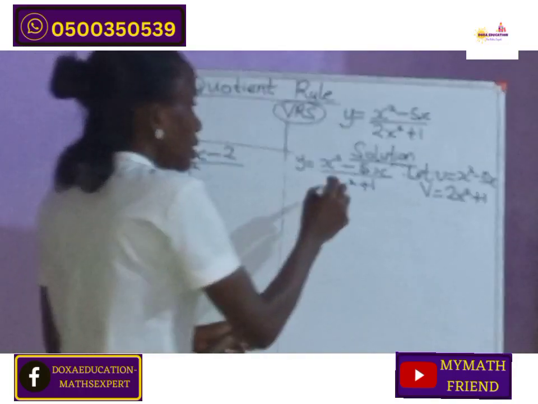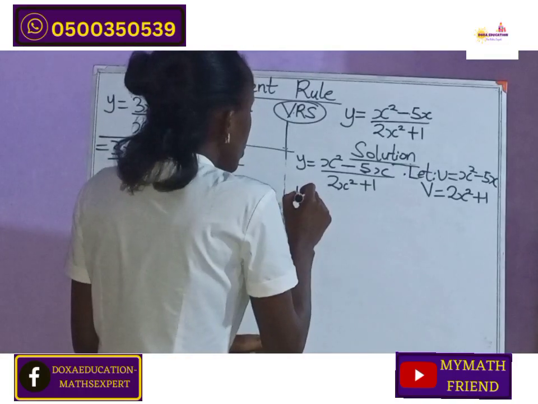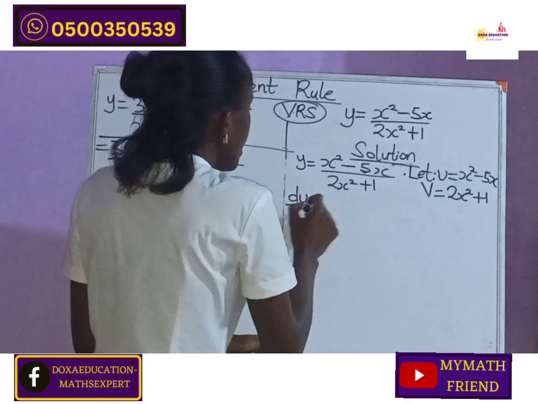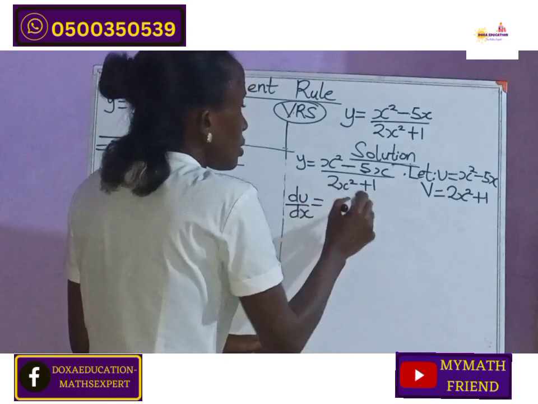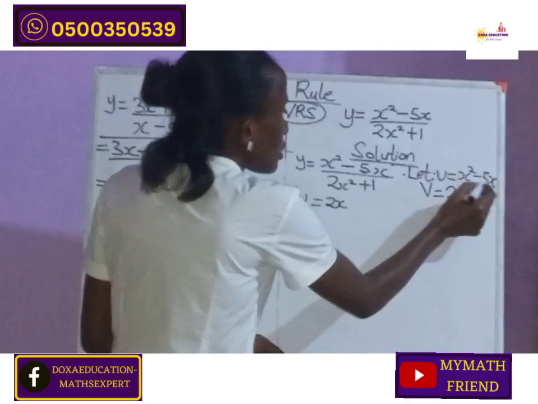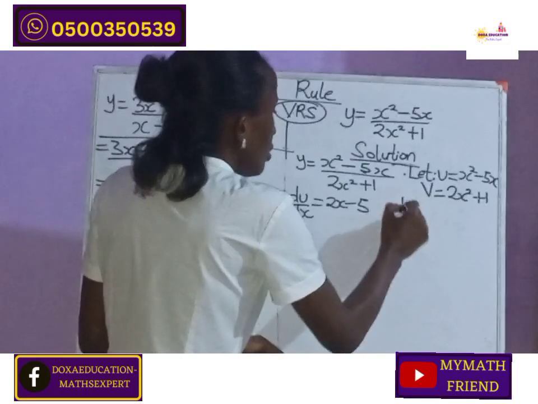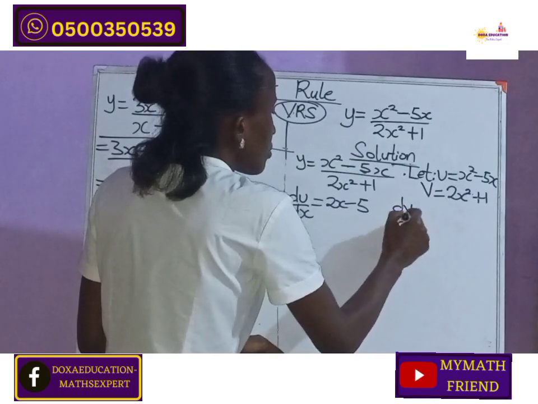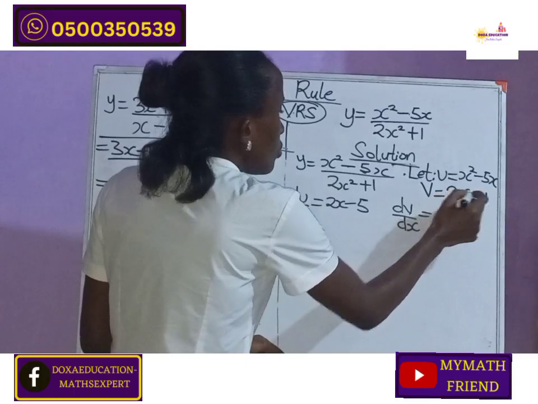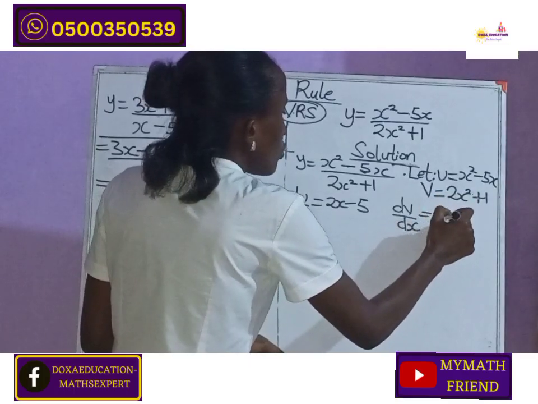Good. Now from here, you have u in x, so du/dx is 2x minus 5. And then you have v in x. So dv/dx is what? 2 times 2 is what? 4. So 4x.